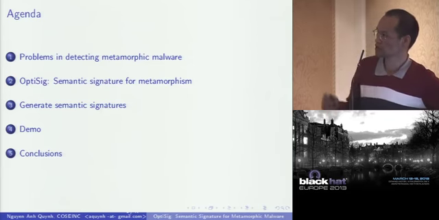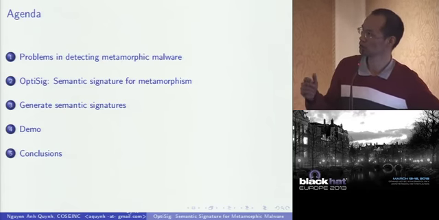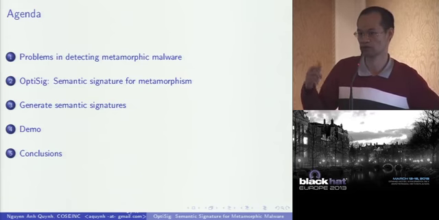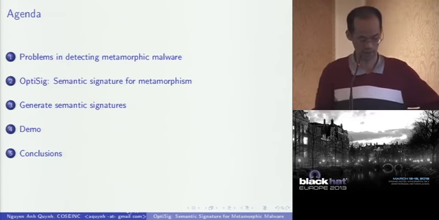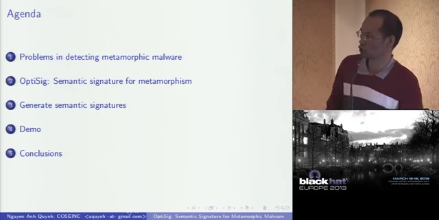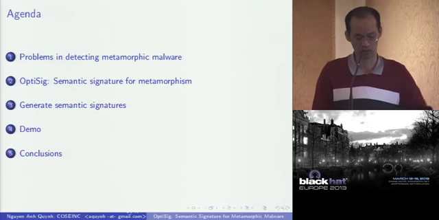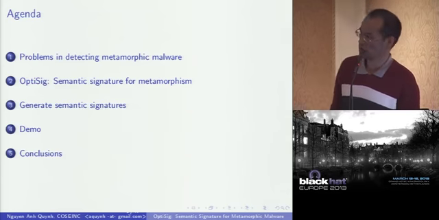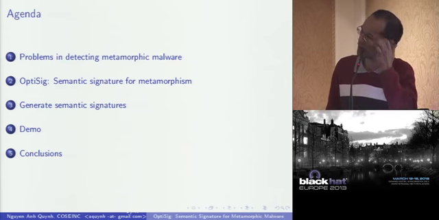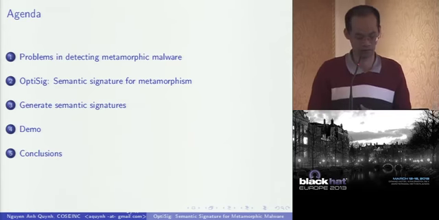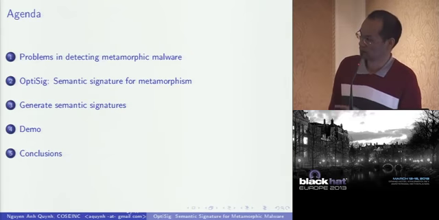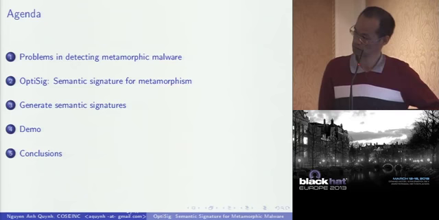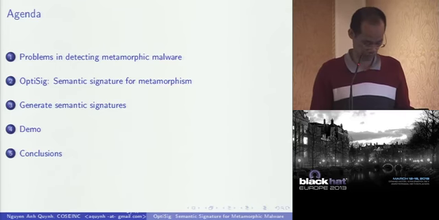So in this talk, I will first introduce the problems shortly with the current antivirus and why they have so many problems to detect the metamorphic malware. And after that, I introduce OptiSig and the concept of semantic signatures and how it can be used to detect the metamorphics. Next, I will explain how OptiSig can generate the semantic signatures. And after that, I have some live demo. Hopefully, you like it. And conclusion at the end of the talk.